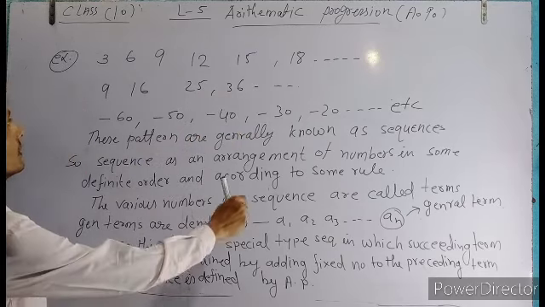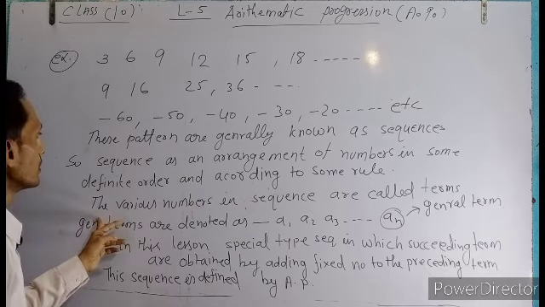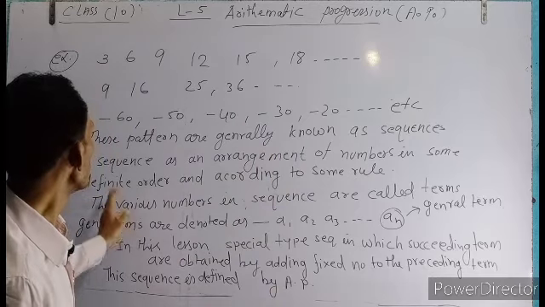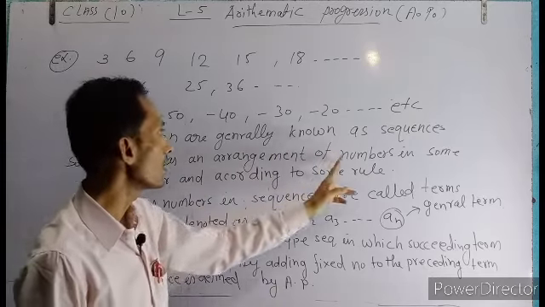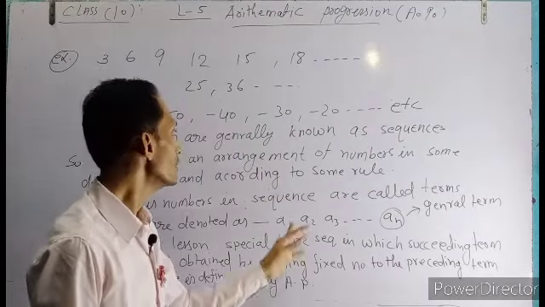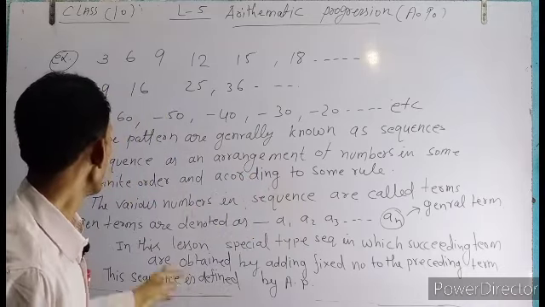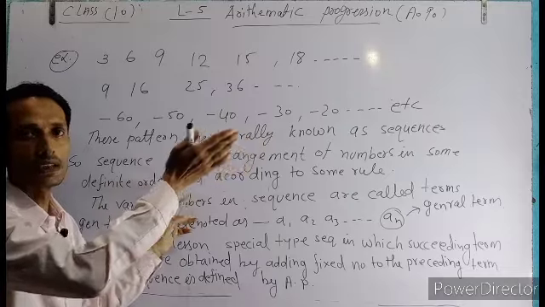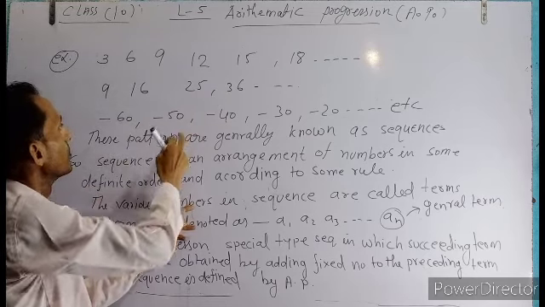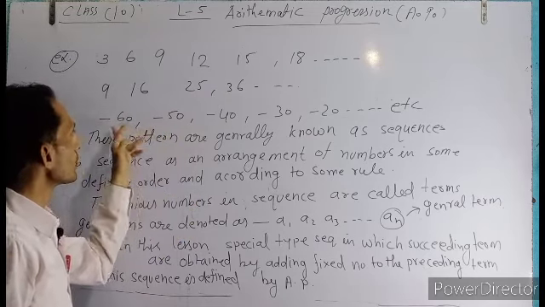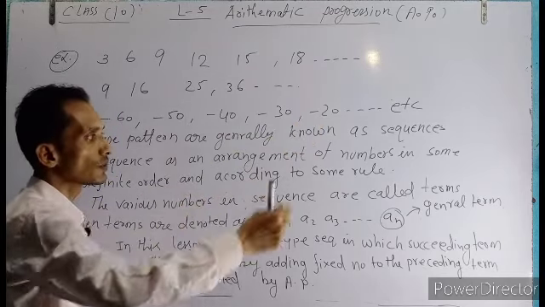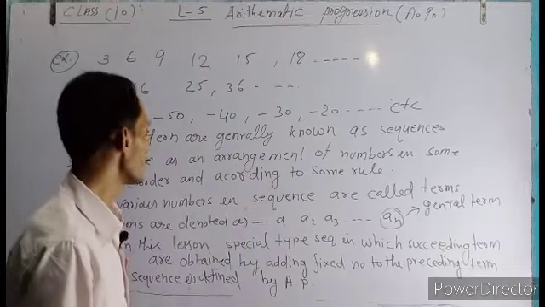So according to some rules, these patterns are generally known as sequences. What is a sequence? A sequence is an arrangement of numbers in some definite order, in a particular order. You can see that there is a difference of 3 in this way, or minus 10, plus 10 as the difference. If we add plus 10, we can go on in this way. So with a definite order and according to some rule, you can get many sequences.